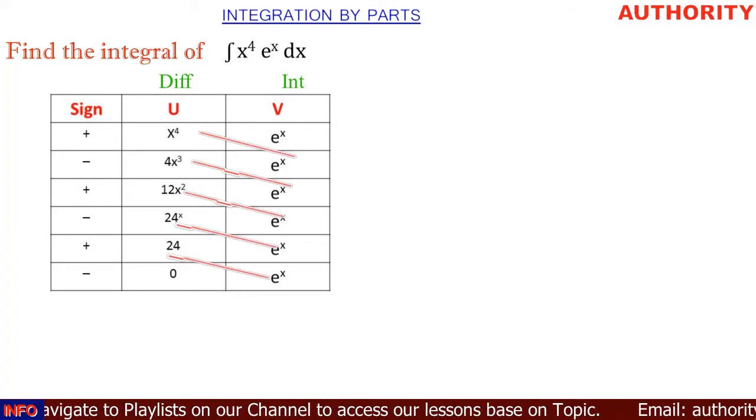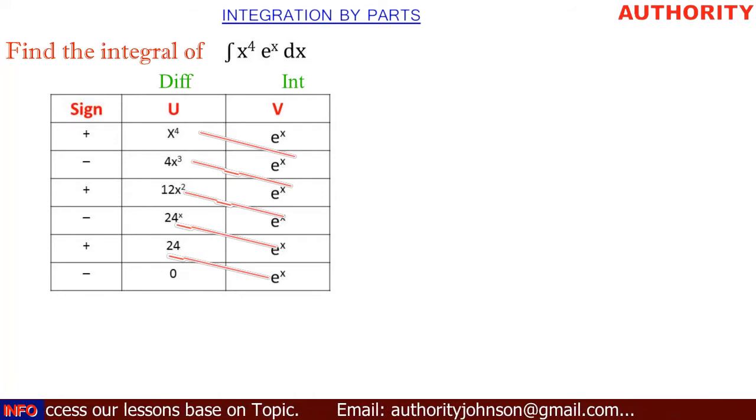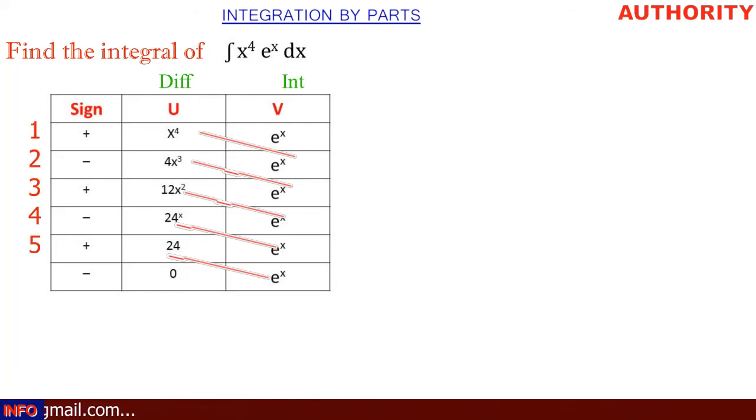All right. So from here now, look at the way the arrows go. Do you see the arrows? Yes. These are the way we are going to multiply. In the first row, I give the numbers 1, 2, 3, 4, 5. So in the first row, under u, we have x raised to power 4 multiplied by v in the next row, which is e raised to power x. You know, this is very simple.